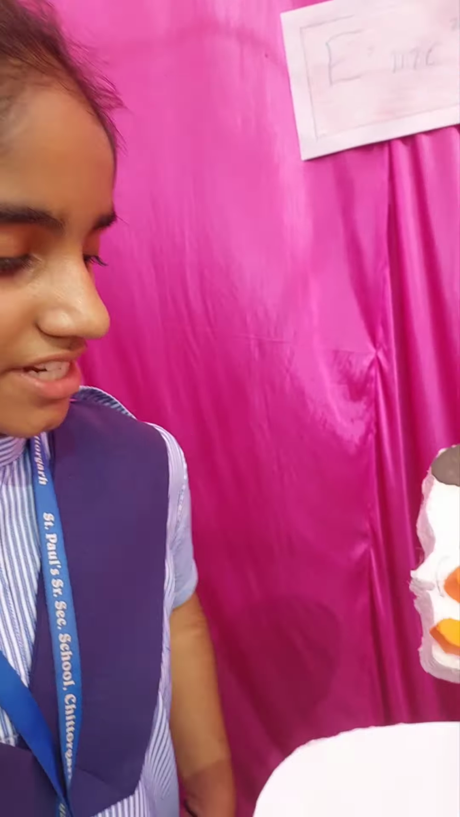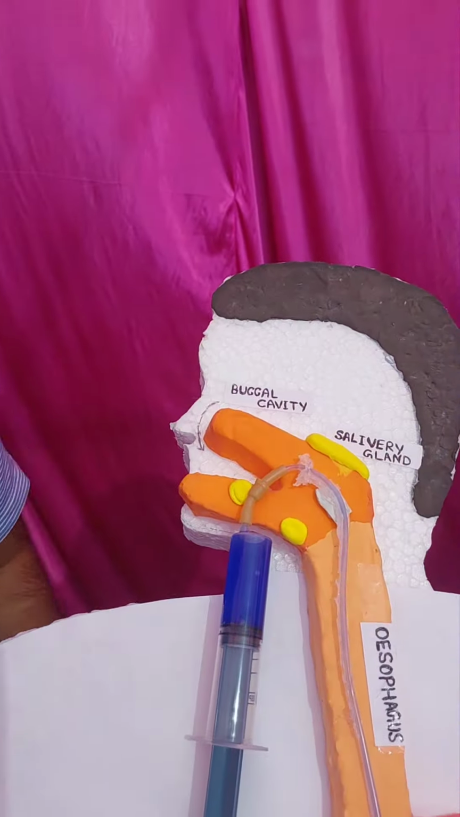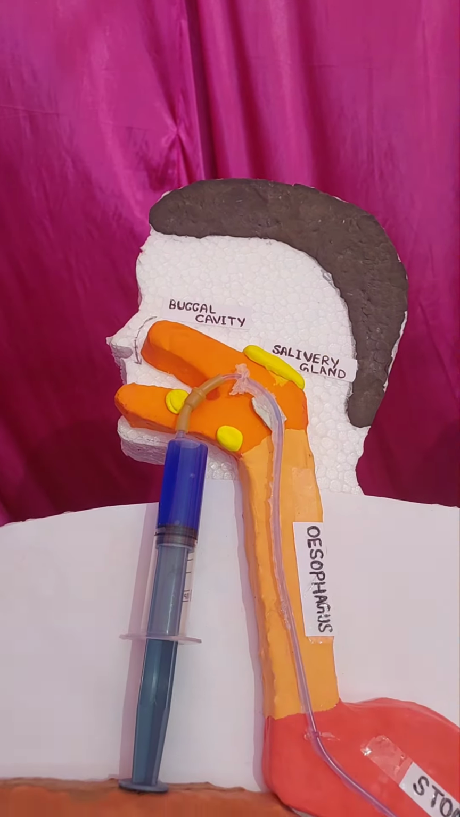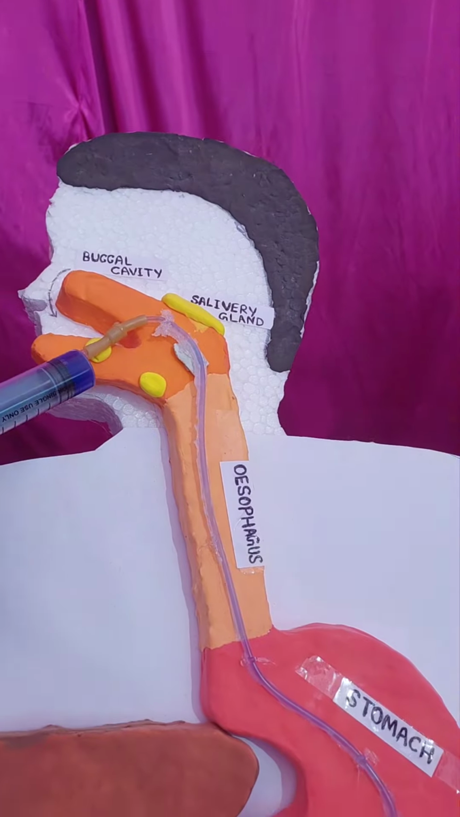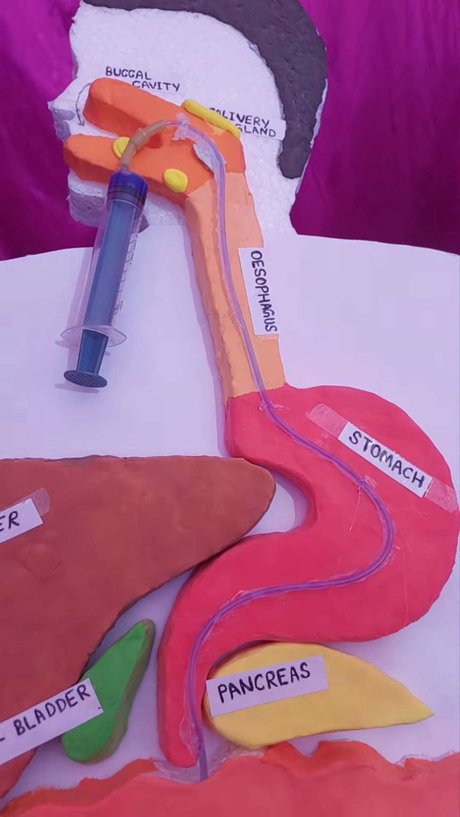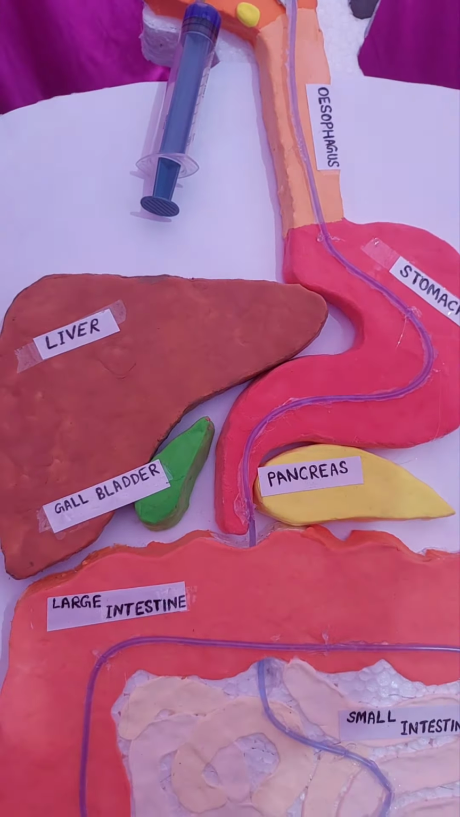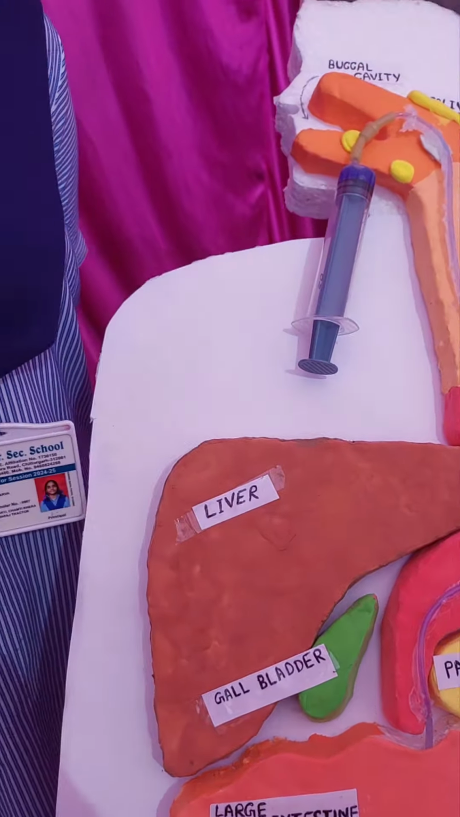Thank you. This is a model of the human digestive system. Here, 5 represents the alimentary canal and the colored water represents the food. The journey of food starts from the buccal cavity and goes through the esophagus to the stomach. The gastric glands secrete gastric juice and hydrochloric acid, and protein is digested.